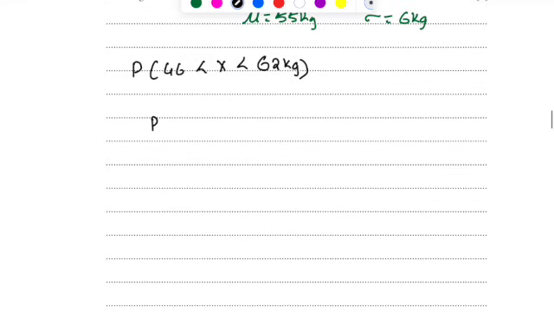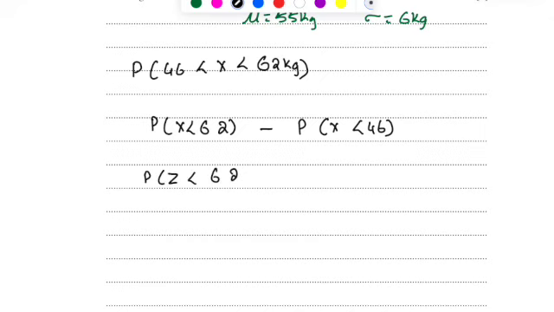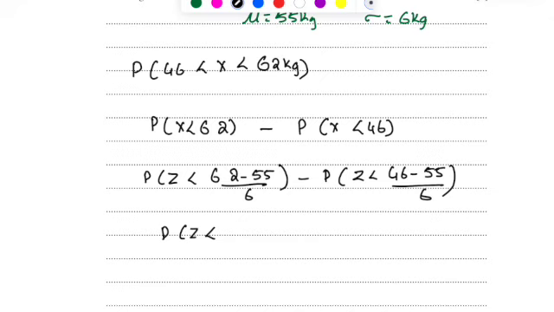So the probability of the second one minus the first one: probability of x less than 62 minus probability of x less than 46. So probability of z less than (62 minus 55) divided by 6, minus probability of z less than (46 minus 55) divided by 6. So probability of z less than 7 upon 6 minus probability of z less than negative 1.5.